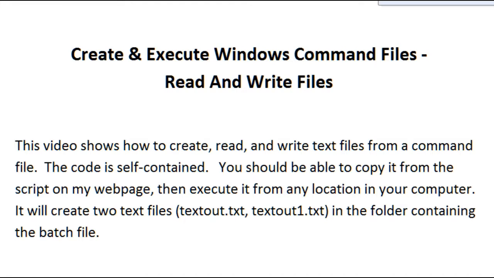Create and execute Windows command files. Read and write files. This video shows how to create, read, and write text files from a command file. The code is self-contained. You should be able to copy it from the script on my web page, then execute it from any location in your computer. It will create two text files, textout.txt and textout1.txt, in the folder containing the batch file.